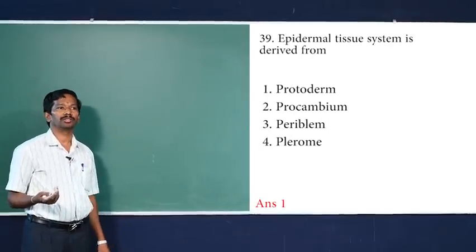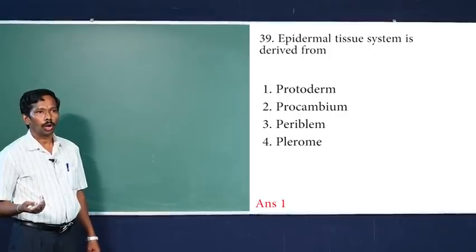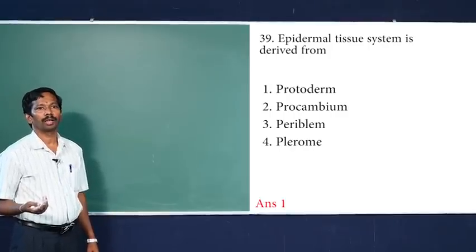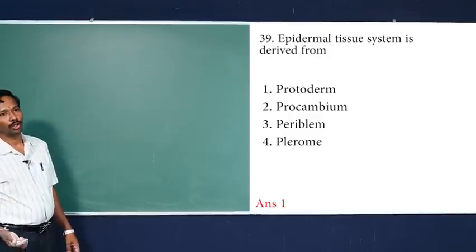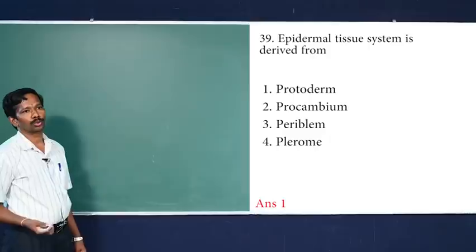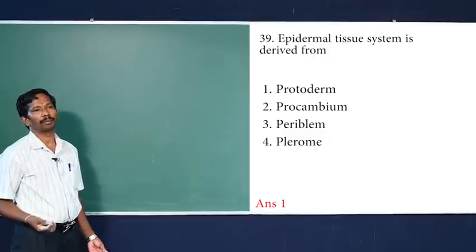Epidermal tissue system is derived from option number 1 protoderm, second one procambium, third one periblem, and fourth one plerome. Answer should be protoderm. Derm refers to skin, so dermis, that is epidermal tissue system.